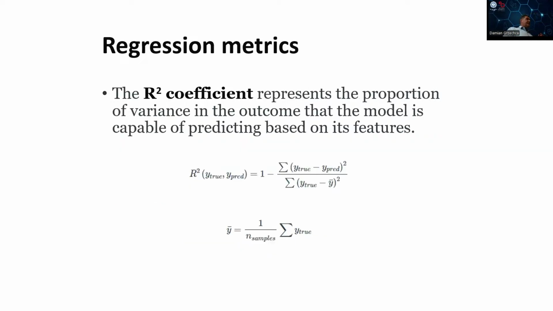And very often, the most important is the R-square coefficient. Python and MATLAB also offer R-square, which represents the proportion of variance in the outcome that the model is capable of predicting based on its features. So R-square usually should be a linear function, for example in terms of neural networks, in terms of a classification problem or regression problem. R-square. That's the most important value.